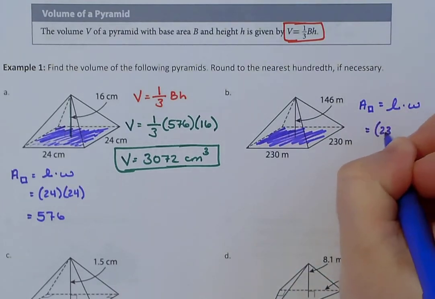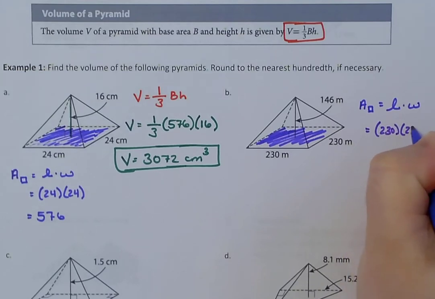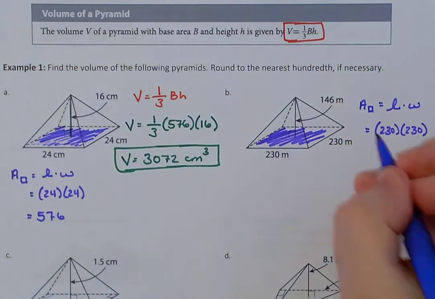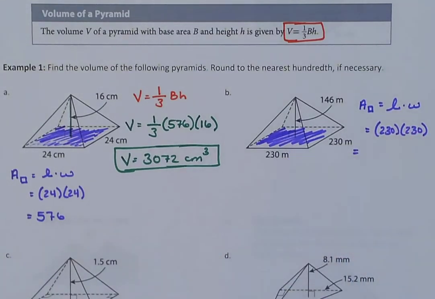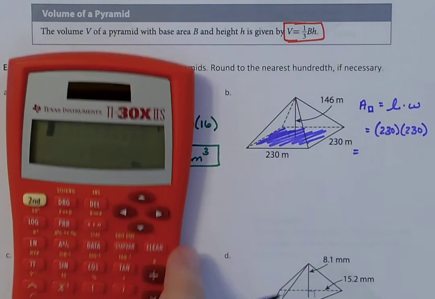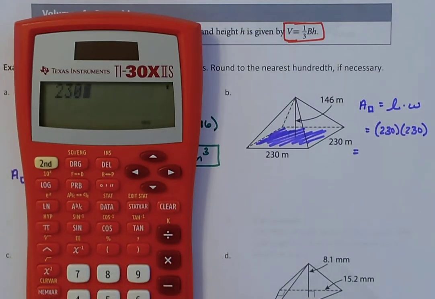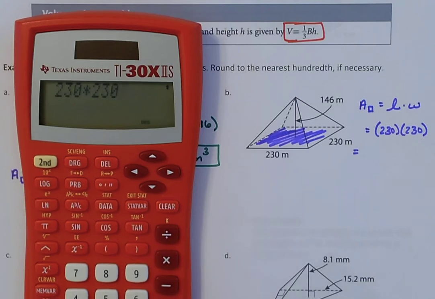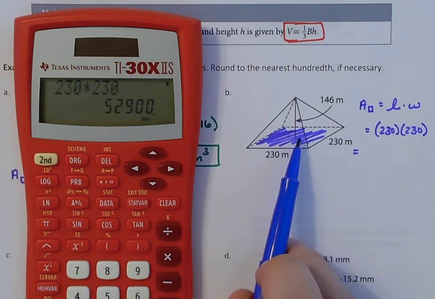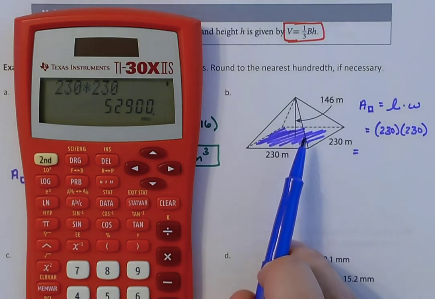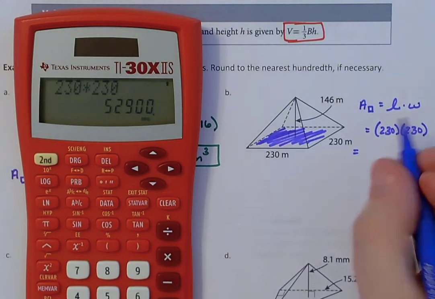So we're going to do 230 times 230, and that is going to tell us the area of this rectangular base. So, using our calculator again, if we do 230 times 230, we end up with 52,900. So the area of this purple base is 52,900.